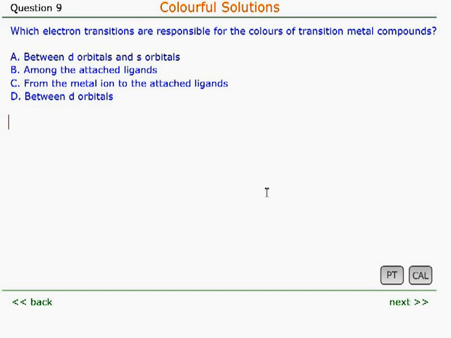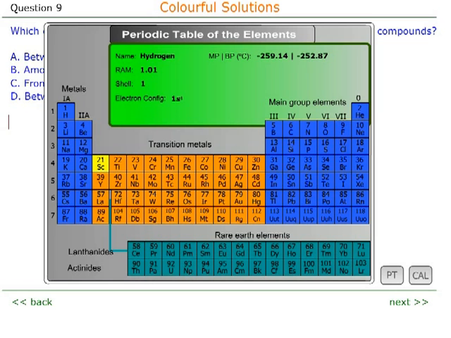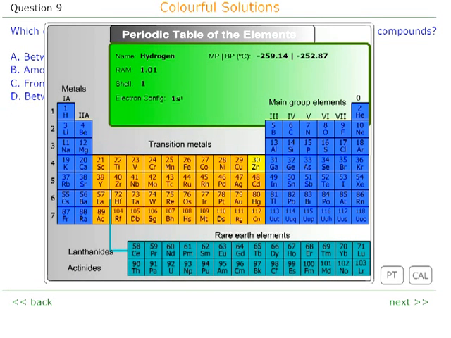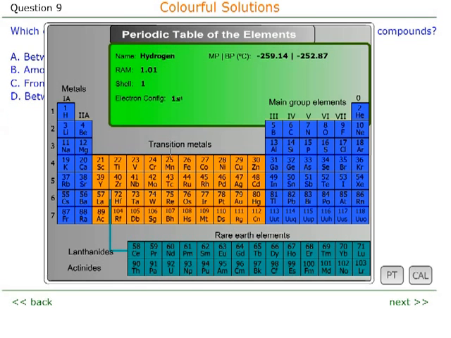Which electron transitions are responsible for the colours of transition metal compounds? Well, the transition metals are coloured, all except for scandium and zinc in their compounds. Well, this suggests there's something about the electron distribution of these central d transition metals which isn't shared by scandium and zinc. And the answer is they have partially occupied d shells.